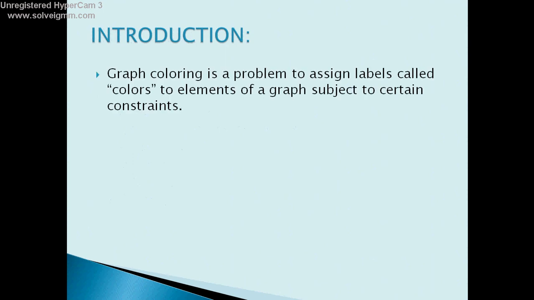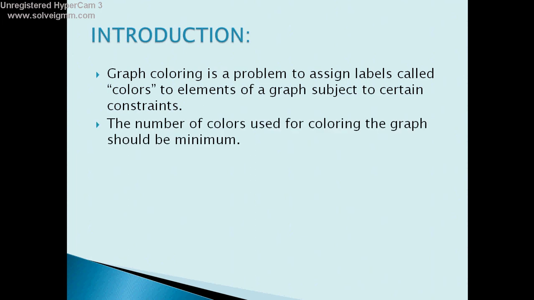So, what is graph coloring? Graph coloring is a problem to assign labels called colors to elements of a graph subject to certain constraints. And the number of colors used for coloring the graph should be minimum.